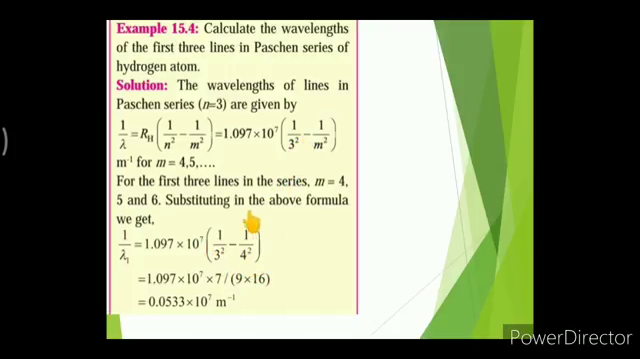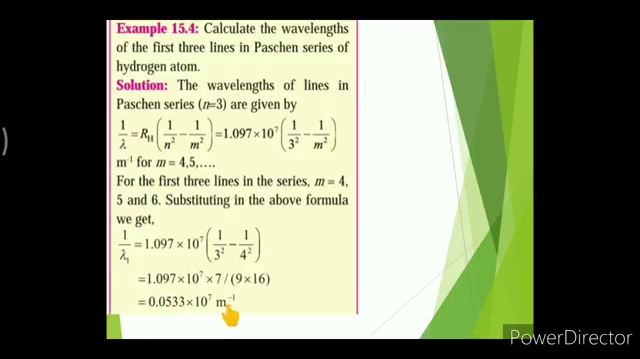Let's solve this bracket first. So we are having the value 7 divided by 9 into 16, and it is to be multiplied with 1.097 into 10 raised to 7. On solving this value, we are getting the value of 1 upon lambda 1 as 0.0533 into 10 raised to 7 per meter.